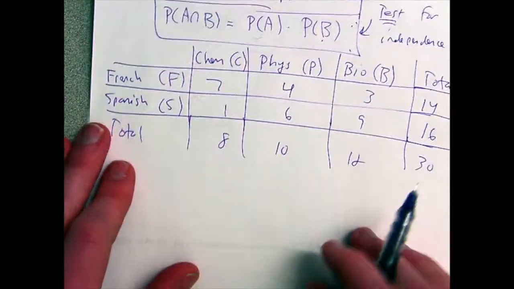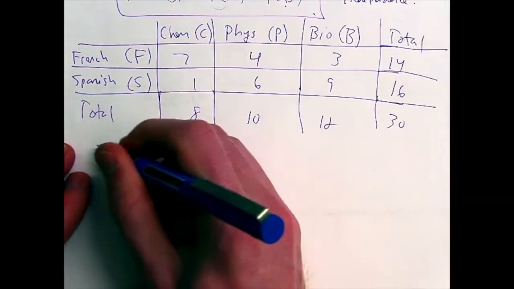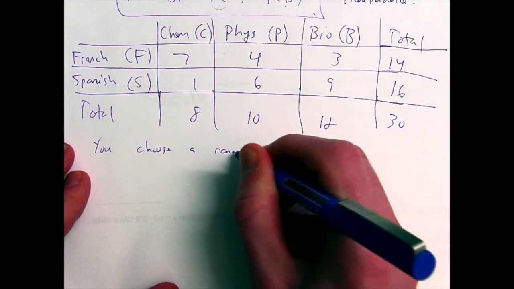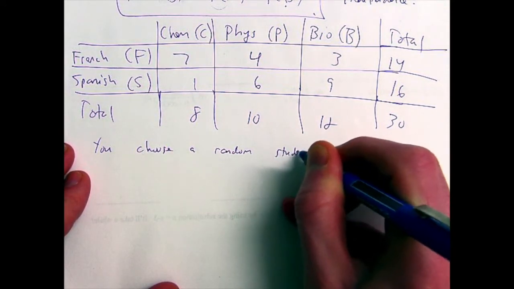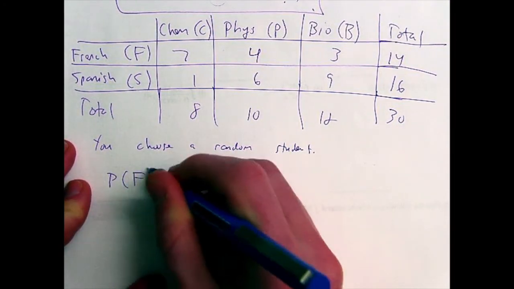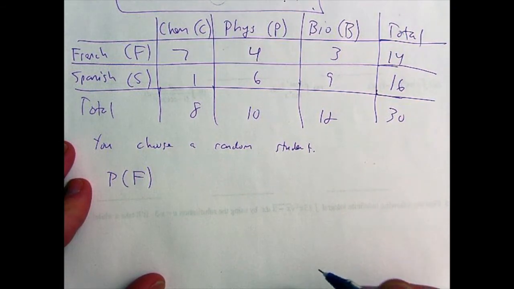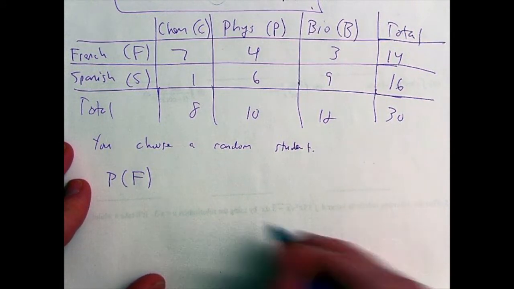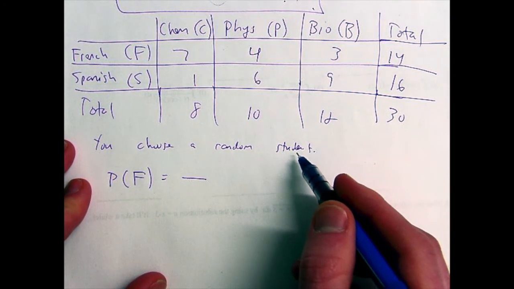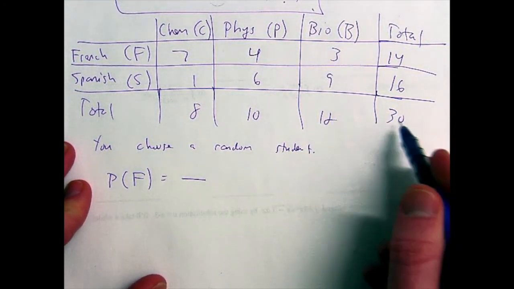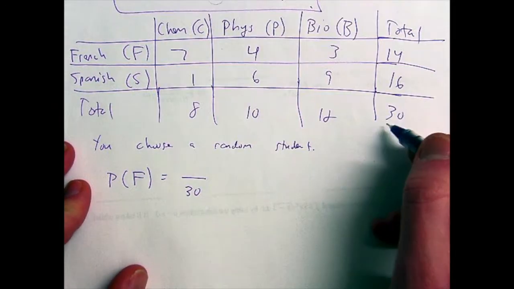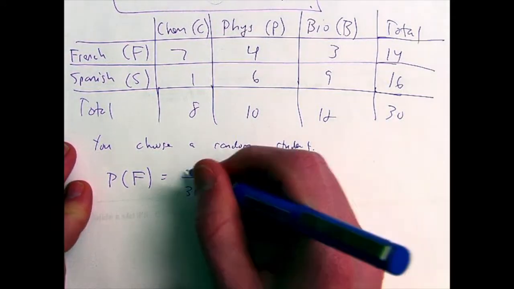So let's start with a simple one. Here's the setup. You choose a random student. Find the probability of F. That is, find the probability that they study French. Well, let's think. We're choosing a random student. How many total students are there? In total, there are 30. That's the grand total, right? So we're choosing from a pool of 30 students. And of those, how many total study French? Well, that would be 14. Okay, cool.